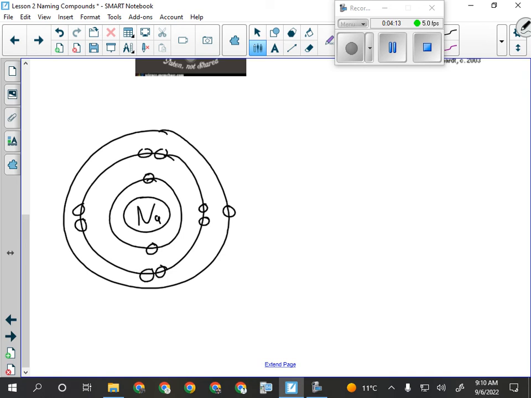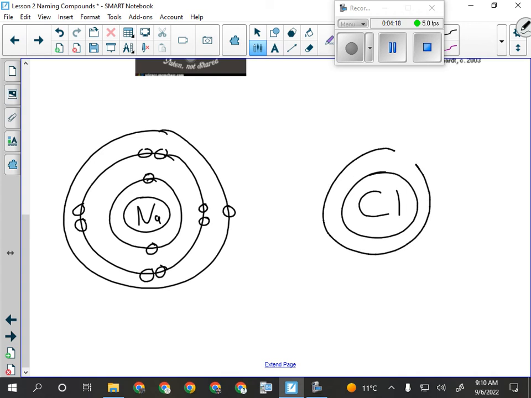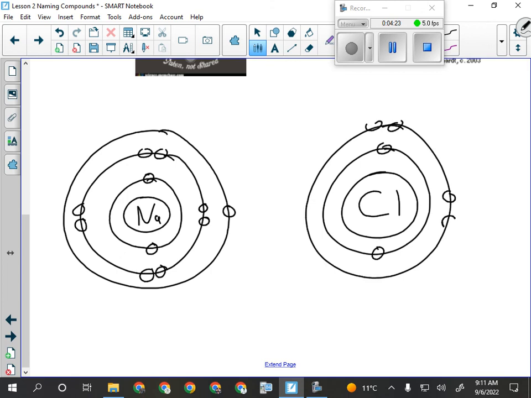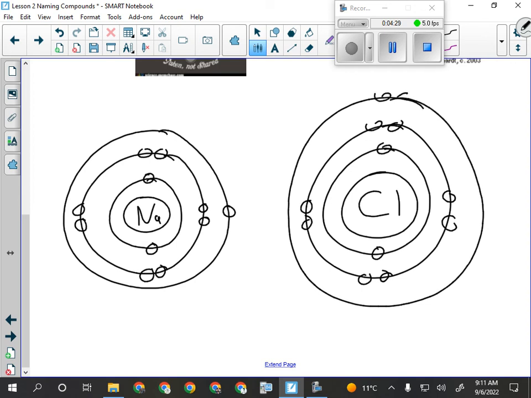Now, chlorine happens to be in the opposite situation. So, chlorine's first shell looks just like sodium's. It's got 2 in it. Second shell looks just like sodium, it's got 8 in it. Its outer shell has 7 in it. How many more does it need to fill it? 1. This is why they get along so well. Sodium has what chlorine needs. Chlorine has what sodium needs. So, they react with each other, they form an ionic compound, sodium chloride, table salt.